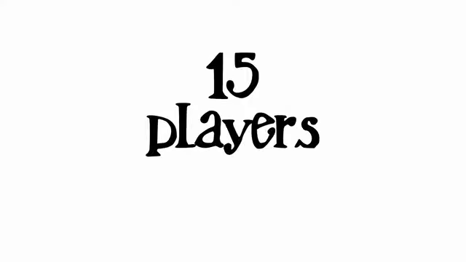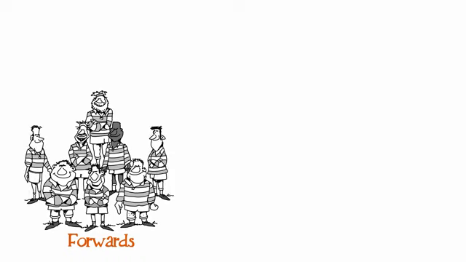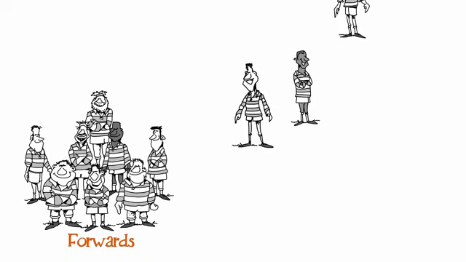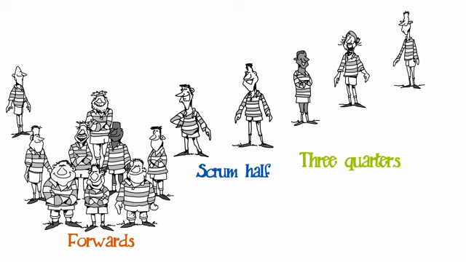A rugby team has 15 players. 8 of them play forward. These players form the scrum and the line out and do the more heavy work. Next, you have 5 players who do most of the fast running. They are called the 3/4. One player is called the scrum half, and they connect the forwards with the 3/4. And the last player, right at the back, is the full-back.